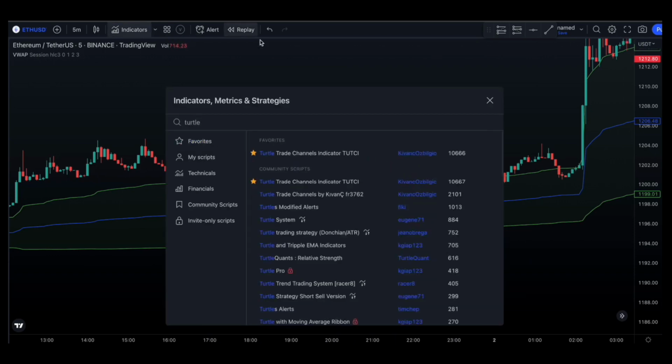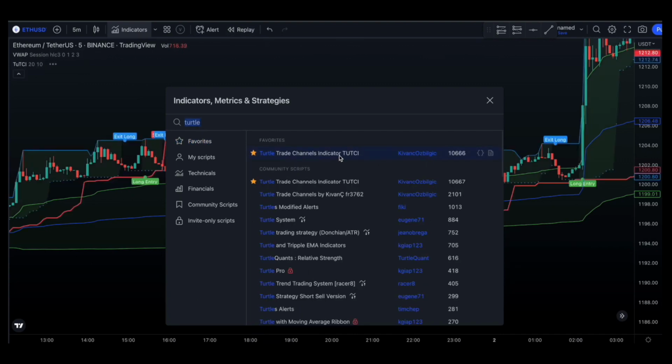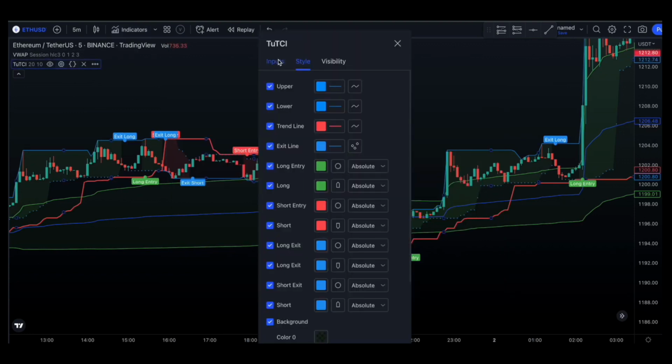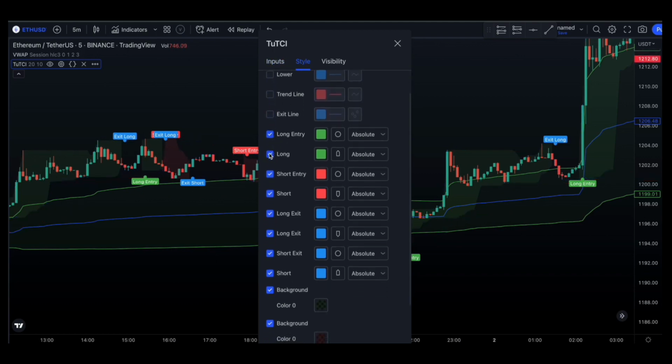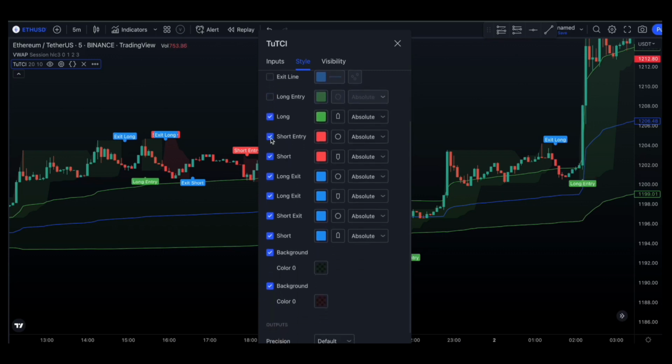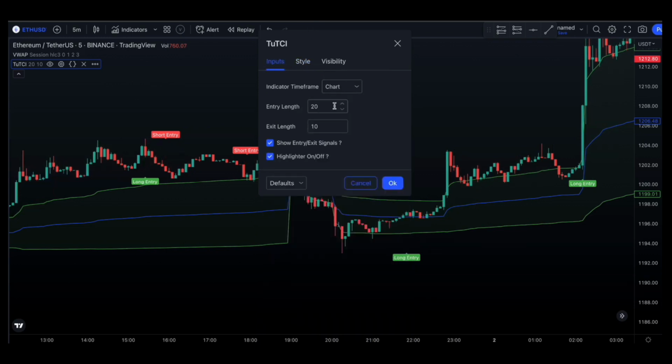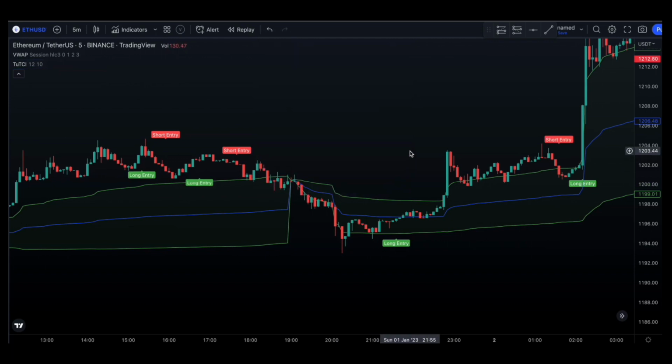This tool is called the Turtle Trade Channel Indicator. Make sure you select this one by Keyvanch Ozbilgic. The following step will be to adjust the settings of this indicator just like we're doing right now. Once you've finished setting up the indicator, the chart should look like this. The labels you see above and below the price will be your buy and sell signals.